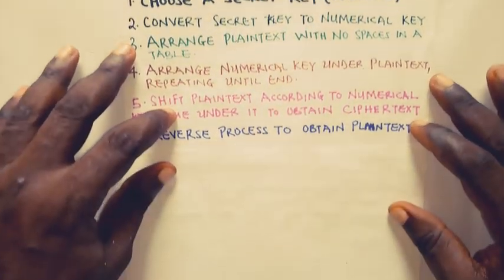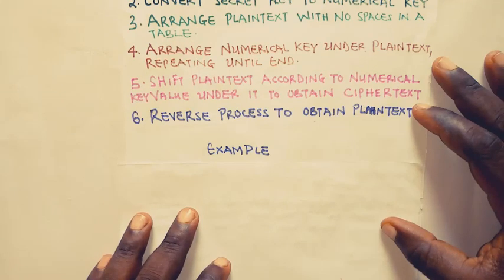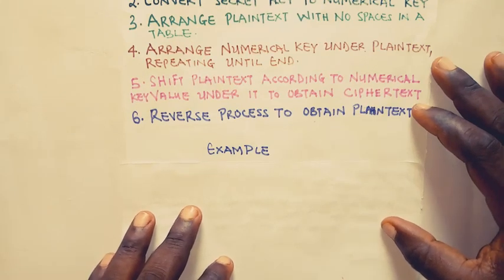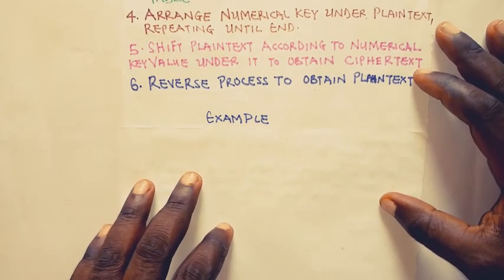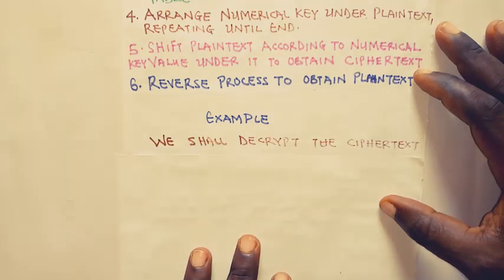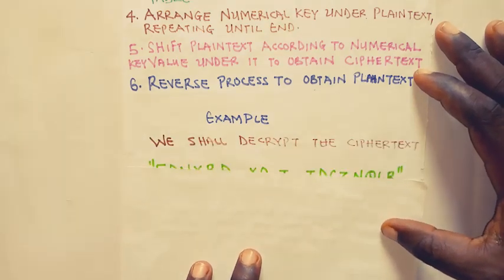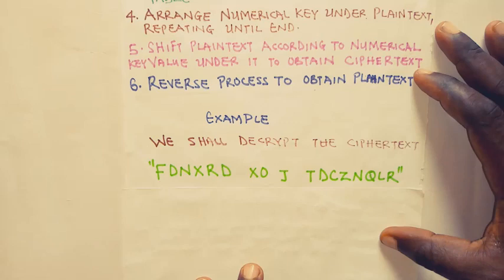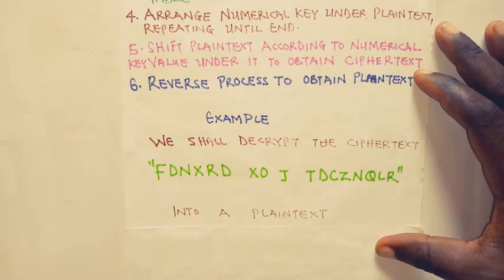Okay, so we will go for an example right about now. The example is, we shall decrypt the ciphertext, this, into a plain text and see what we obtain. So come with me as we do that.